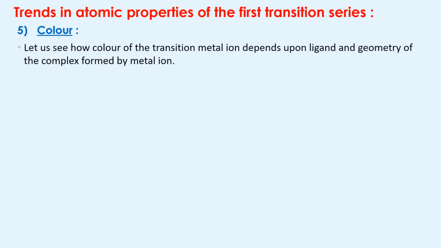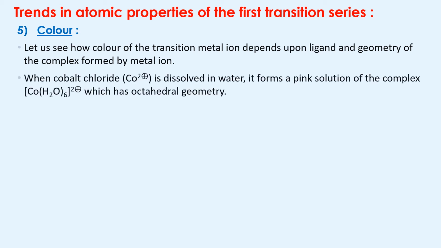Now let's see how the color of a transition metal ion depends upon the ligand and the geometry of the complex formed by the ligand and metal ion. Now see, when cobalt chloride is dissolved in water, it forms a pink solution of the complex.